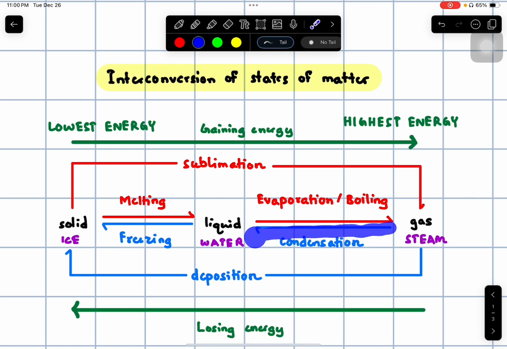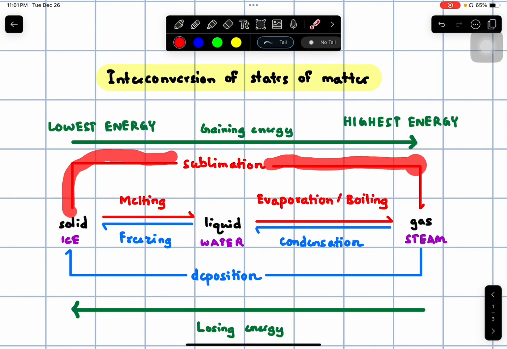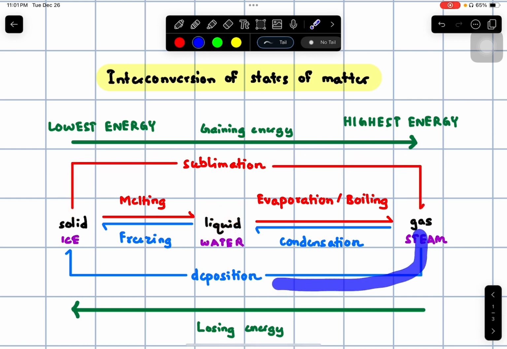When gases change into a liquid, it's called condensation, and when liquid turns into solid, it's called freezing. When a solid changes into a gas without the liquid phase, it's called sublimation. When a gas changes into a solid without the liquid phase, it's called deposition.